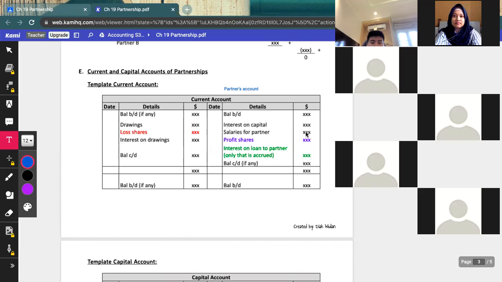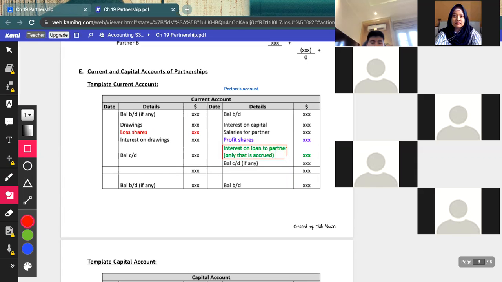Salaries for partners are also on the credit side because they add to the current account. Profit shares are also added. Interest on loan to partner is also added, but only if it is accrued. Once again, only if it is accrued. If there is interest on loan and the interest on loan to partners is accrued, you must place it here. If it is not stated that it is accrued, do not place it in the current account. Clear?